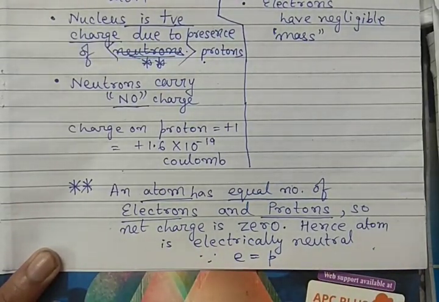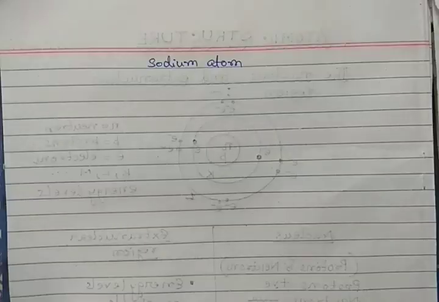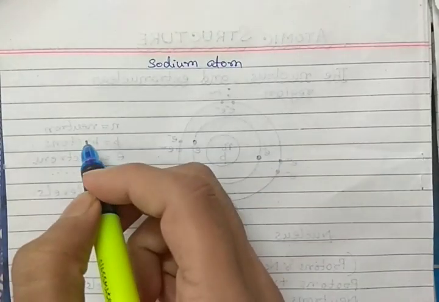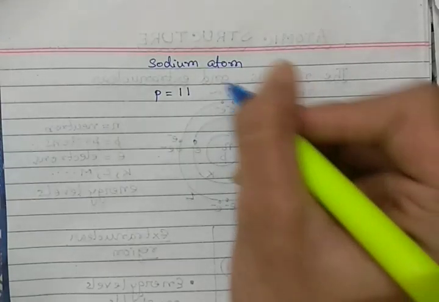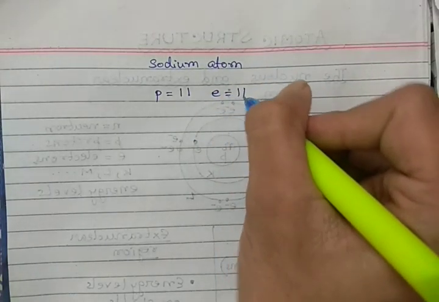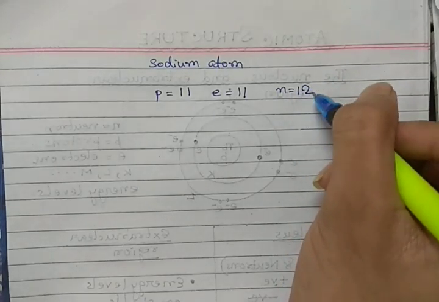So we can say that overall charge is 0. I am explaining this: overall charge is 0 and whether an atom is neutral, with an example. Let us check out an example. So let us take the example of sodium atom. Sodium has 11 protons, it has 11 electrons, and it has 12 neutrons.